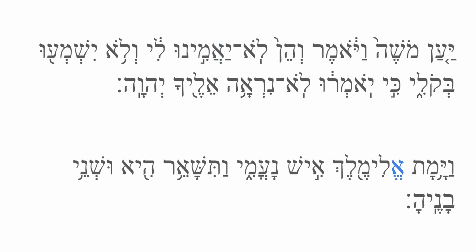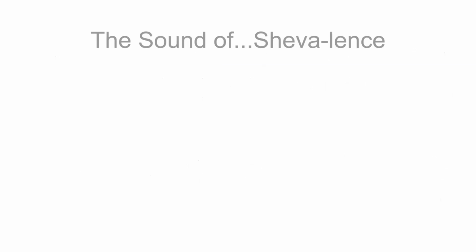Sometimes the hatef shva is a segol, as we see under the word for Elimelech in Ruth 1:3. And sometimes, but much more rarely, the hatef vowel is a kametz hatuf, as we see under the word for Naomi in Ruth 1:3.